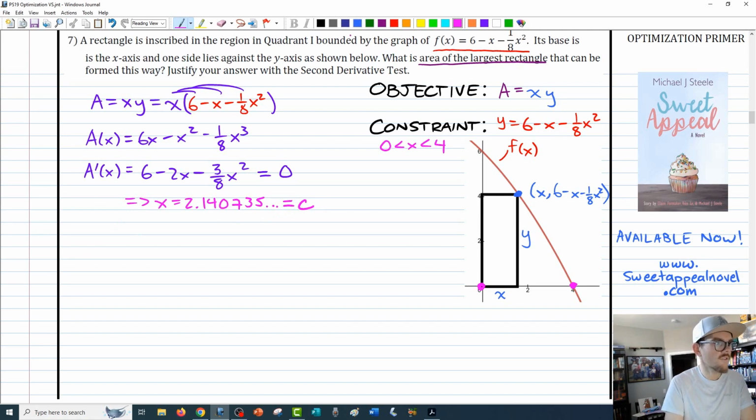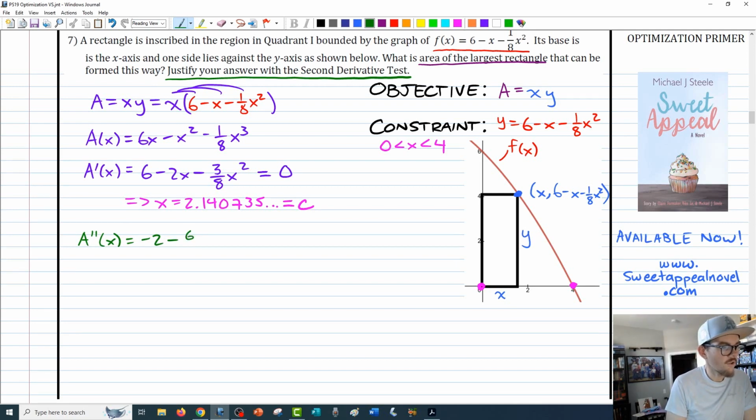But of course, it also says we're supposed to verify that this is our answer with the second derivative test. So I'm going to do that first. I just prefer to get that out of the way. I want to make sure that I have a maximum basically before I go forward, even though we've already shown visually that it is going to be a maximum. So with the second derivative test, I'm going to compute a double prime of x first. That's going to be negative 2 minus 6 over 8 times x.